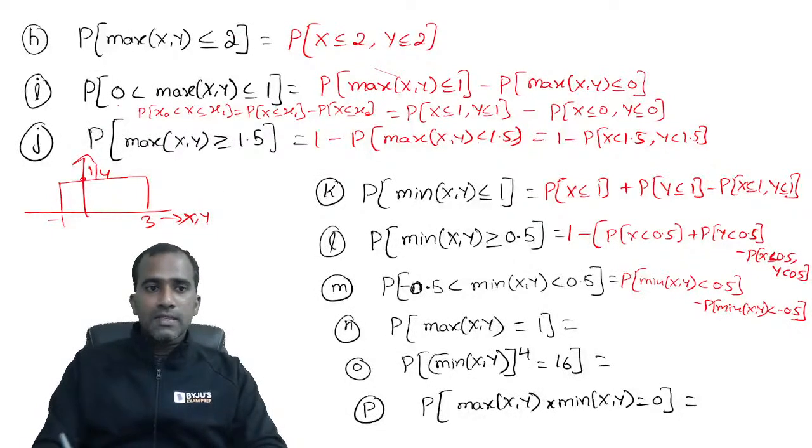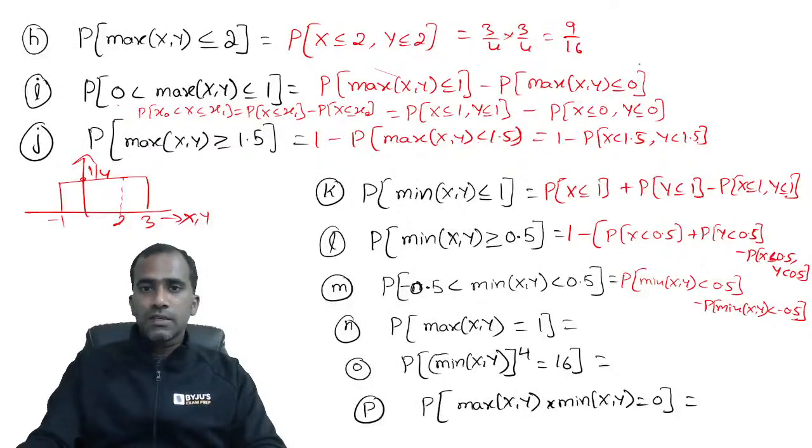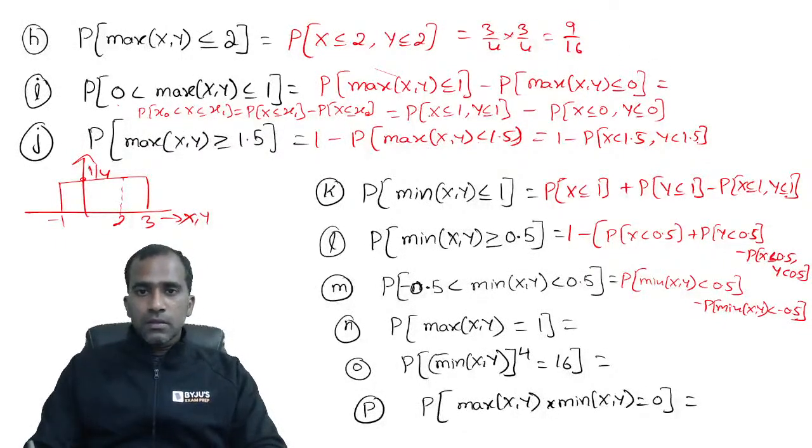Now what is the probability that x is less than 2? The probability that x is less than 2 is, width is 3, height is 1 by 4, it is 3 by 4. And what is the probability that y is less than 2? That is also the same, which is 3 by 4, so 9 by 16 is the answer here. Next. What is the probability that x is less than 1? Probability is half. Y is less than 1, the probability is half. I'm just multiplying them to find the joint probability.